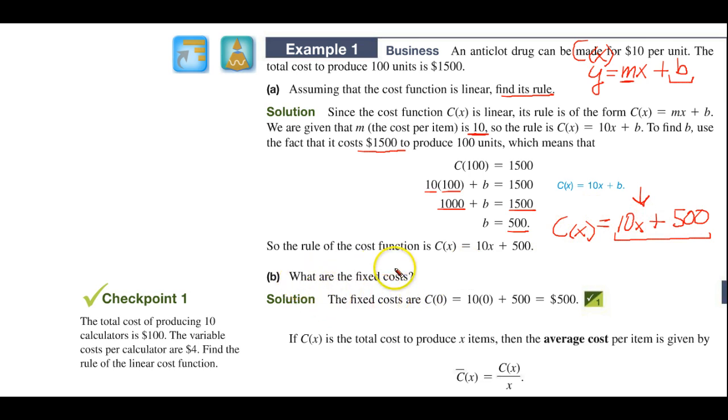Now, what are the fixed costs? Well, once we see it in this form, our fixed cost would be $500. Whatever our y-intercept is, that's our fixed cost.